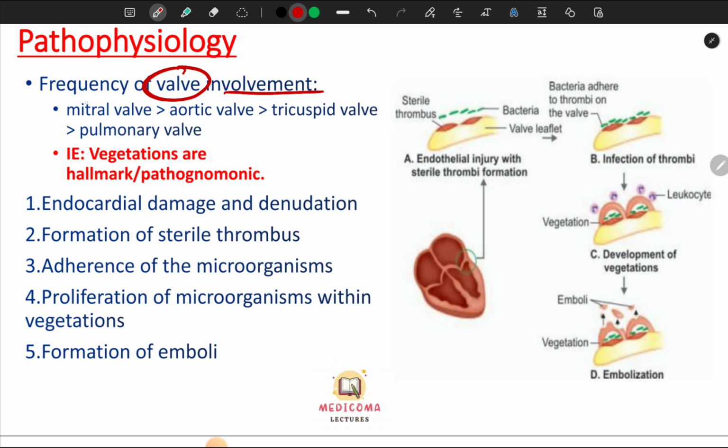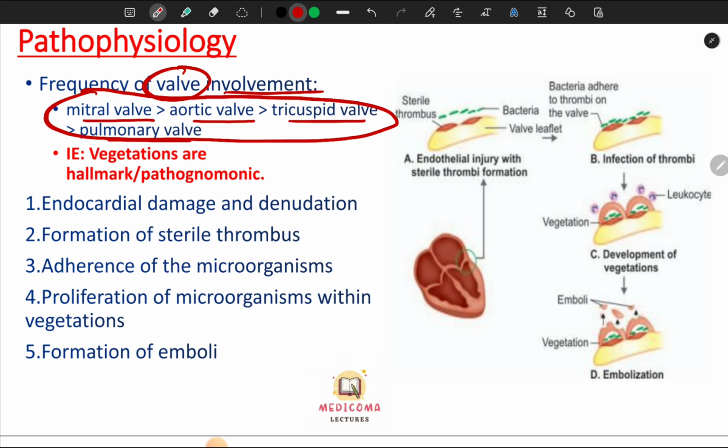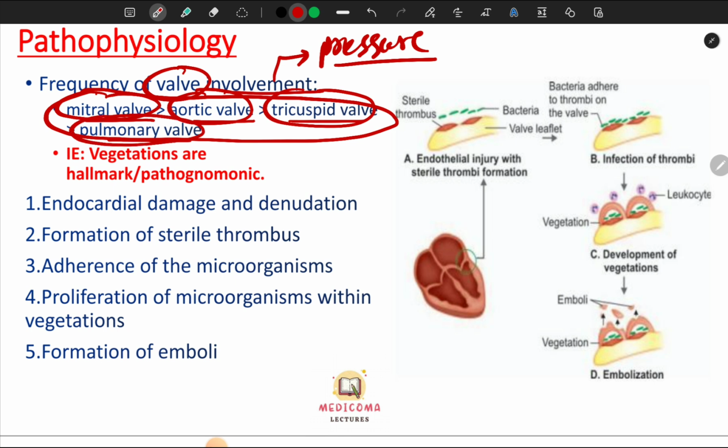According to the frequency of valve involvement, this is most important and can be asked in any exam. The mitral valve is the most common, then the aortic valve, then the tricuspid valve, and the pulmonary valve. This frequency is according to pressure. Those valves which undergo high pressure, like the mitral, aortic and tricuspid valves, are affected first. These valves have higher pressure than the pulmonary valve, so these are the valves which can go into infective endocarditis.